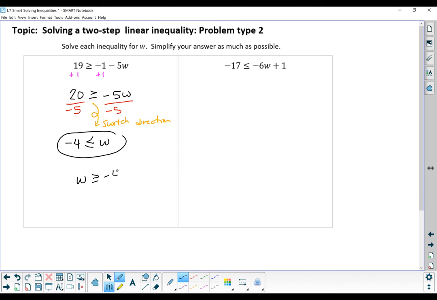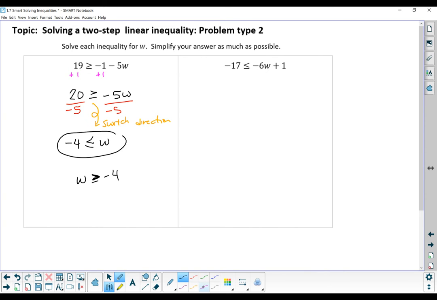or sometimes people are more comfortable putting the variable first. And if that's the case, just make sure if you switch the sides that you also keep the equality symbol correct. So the W is on the greater side, and so it looks like this if you want that W to come first.